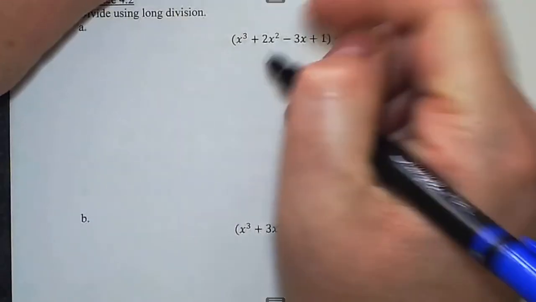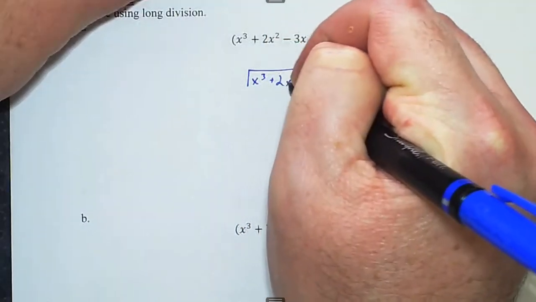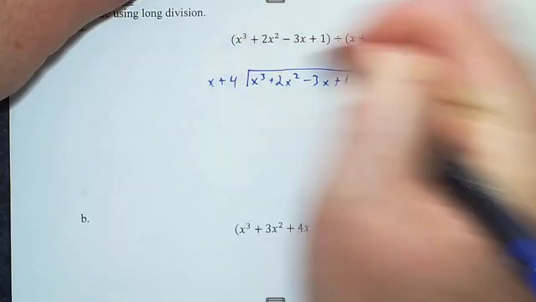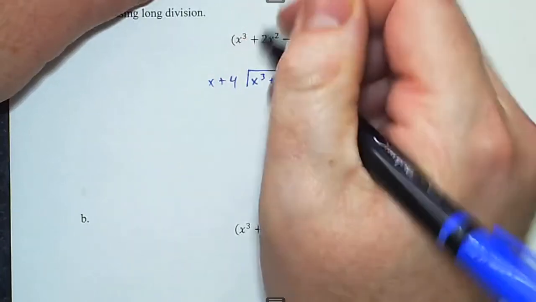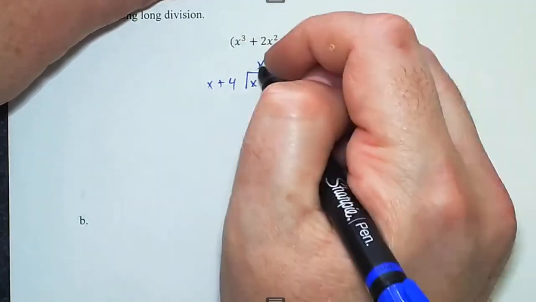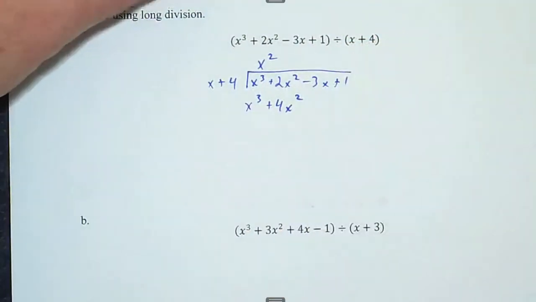So this first one here, x cubed plus 2x squared minus 3x plus 1, and we're going to divide that by x plus 4. X cubed divided by x is x squared. Remember, you just have to look at the first term. Now I've got to multiply. I get x cubed plus 4x squared.